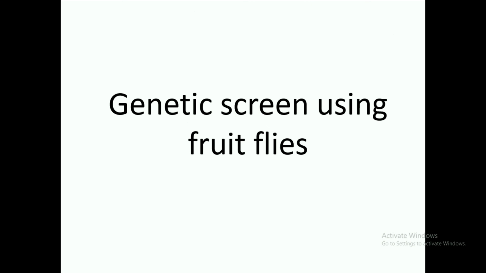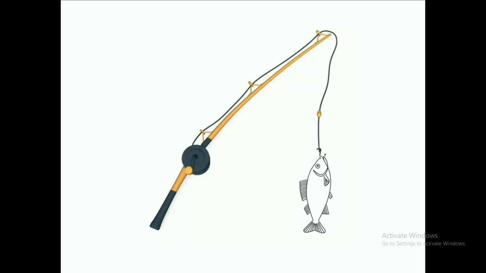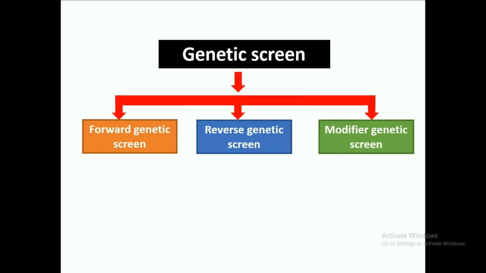Hi, in this video I will talk about genetic screen using fruit flies. Now, genetic screen is just like fishing, but instead of fish, here we have genes. We fish for genes. Genetic screen in fruit flies could be broadly divided into three categories. One is forward genetic screen, one is reverse genetic screen, and one is modifier genetic screen.